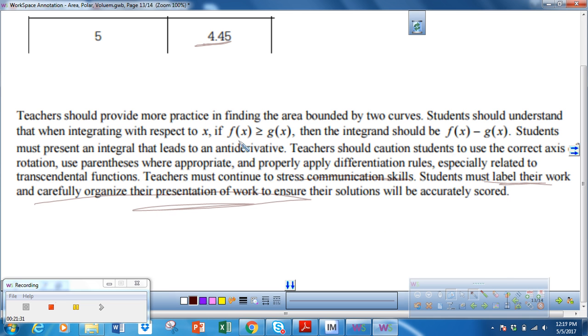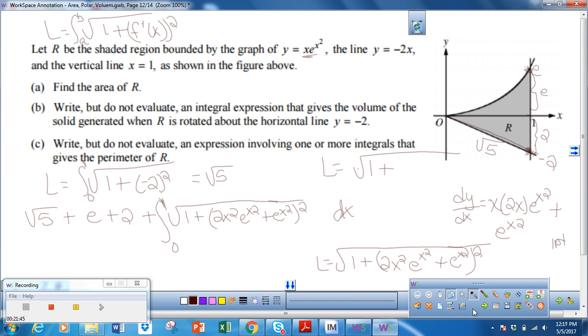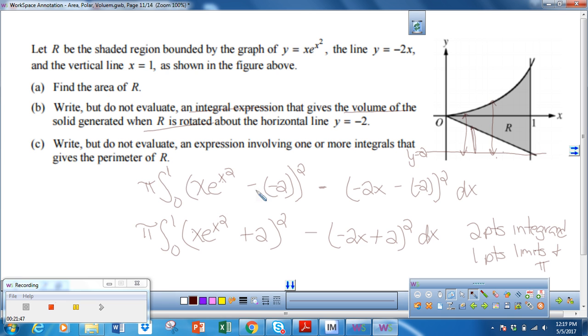Understanding that when f of x is greater than g of x, then it should be f of x minus g of x. And I think that's where a lot of kids get in trouble with the volume, because it matters to me, and I mark off on my kids' paper if they were to do 2 minus this, because it's always top minus bottom. Top minus bottom. Even though you get the same answer, I prefer that you write it top minus bottom.